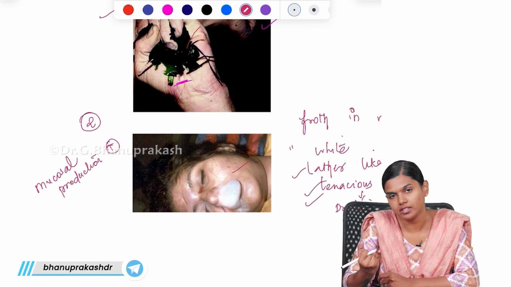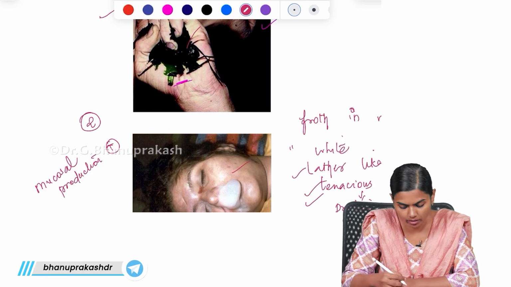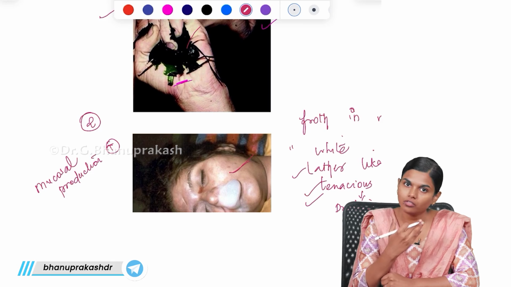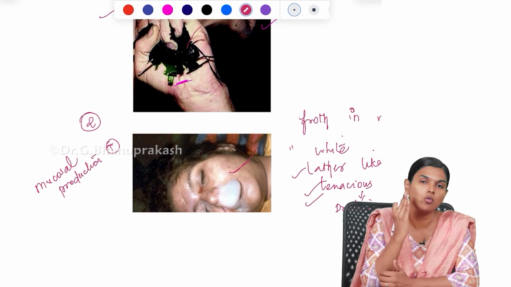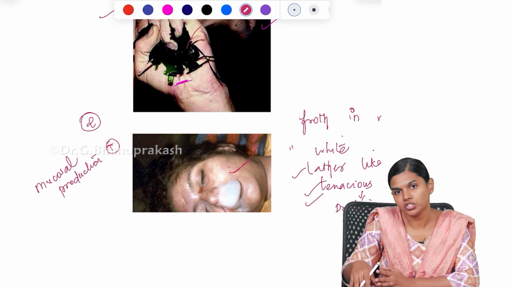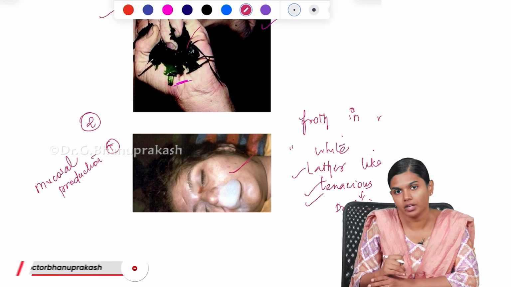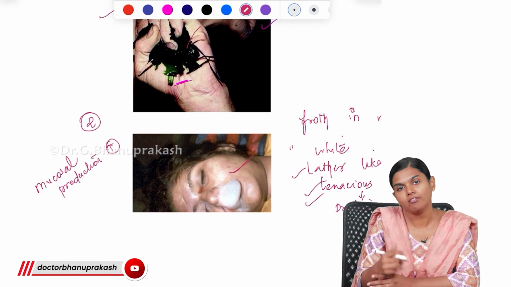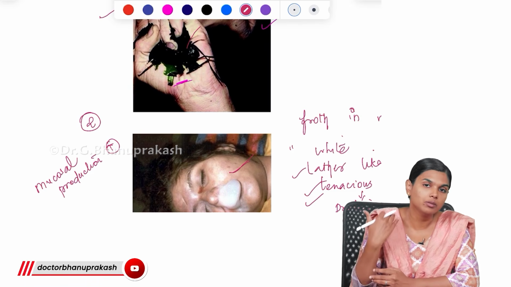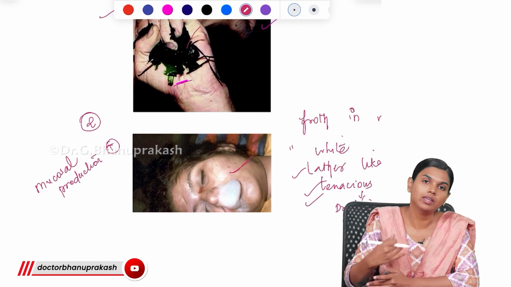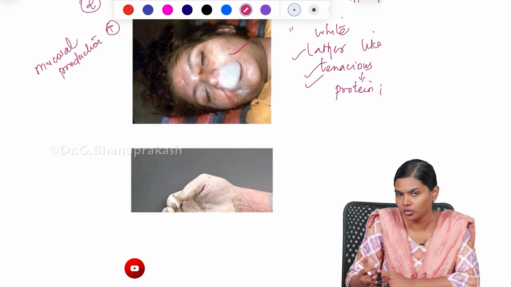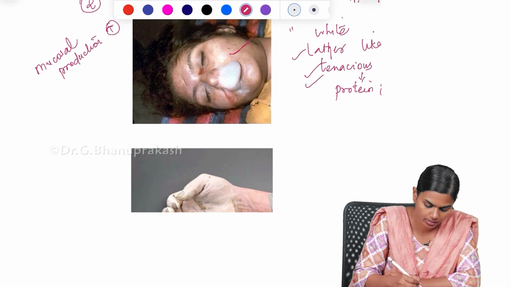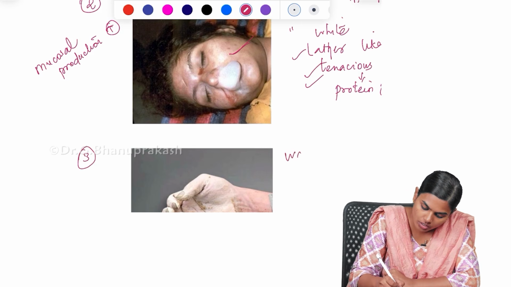So, you will get this cadaveric spasm, then you will get this white lathery froth over the mouth, and what will happen is that if you wipe it off and push the chest, it will keep on coming. Whenever you wipe it off, after some time if you look at the body, there will be some more froth present. So, this froth will keep on coming.